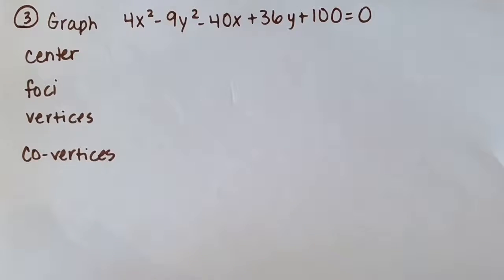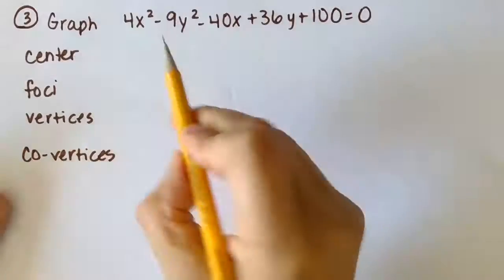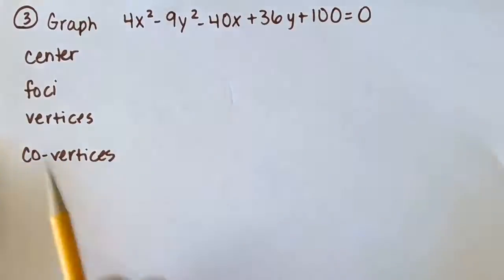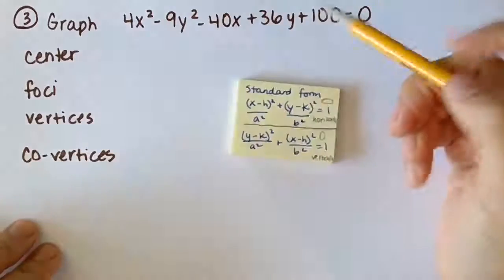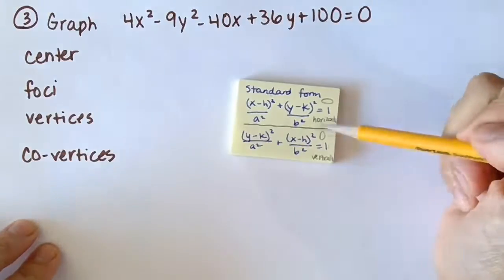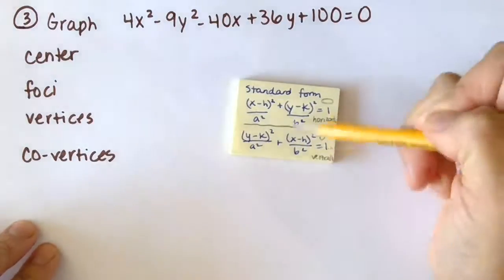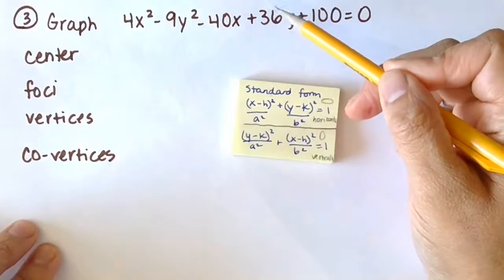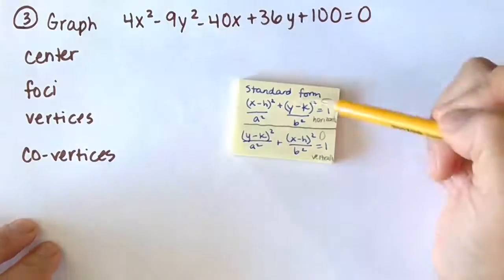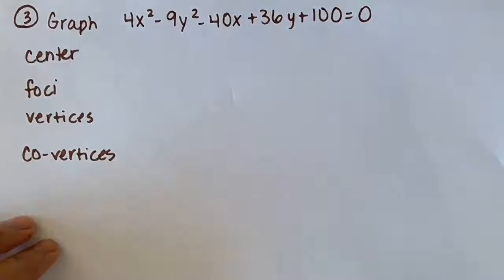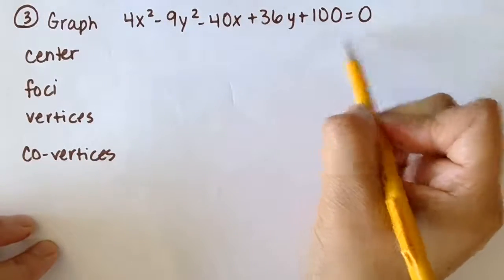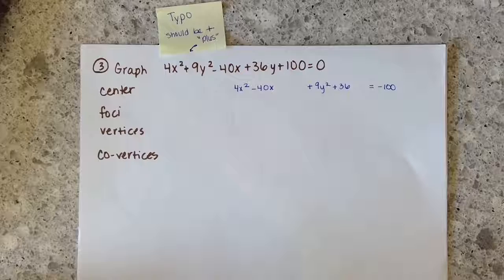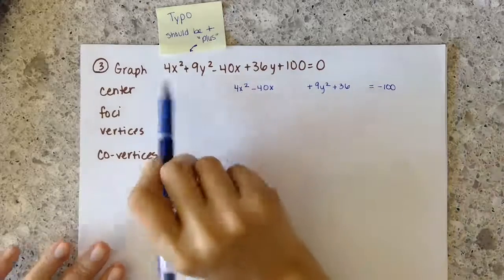And here is the last problem that kind of has everything together. So we're going to graph this and find all these pieces. Now you can obviously see that that is an ellipse, but it does not look like this. So this is called standard form. That is general form. So to convert from general form to standard form, you're going to have to complete the square. So we're going to get all our x's together, all our y's together, move the number to the other side.